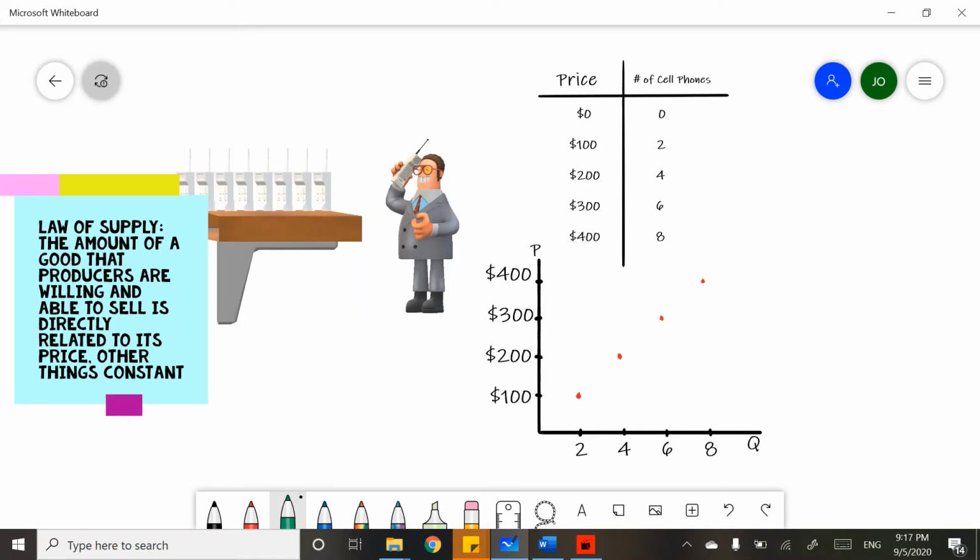The law of supply states that as prices go up, the quantity supplied of the product will go up as well. This is what we call a positive relationship between price and quantity supplied of cell phones. This law of supply can be illustrated in two ways. First, in a schedule shown here, or a supply curve shown here.